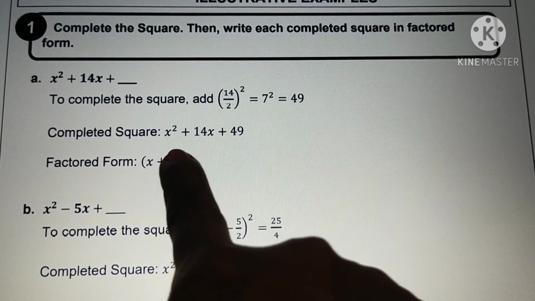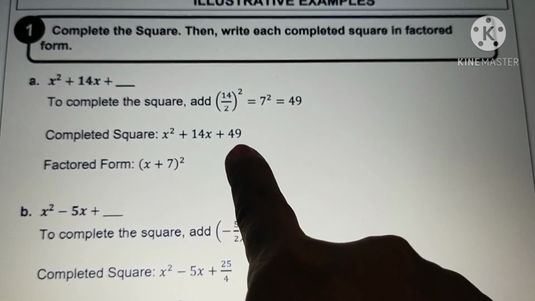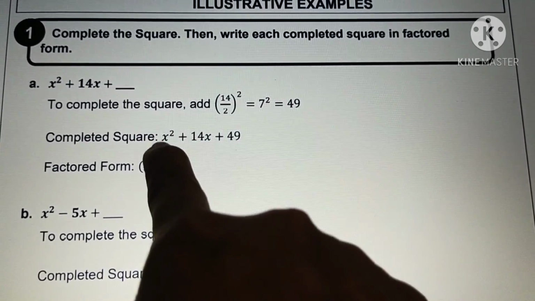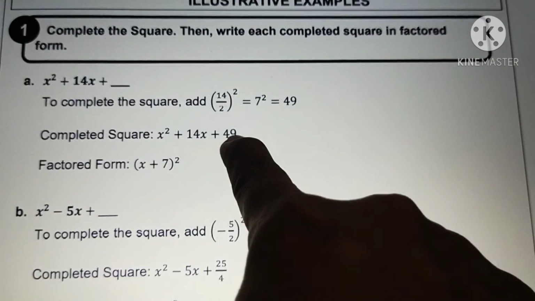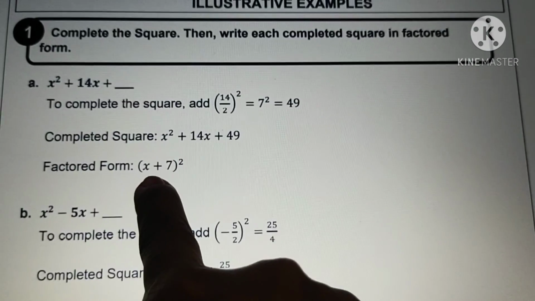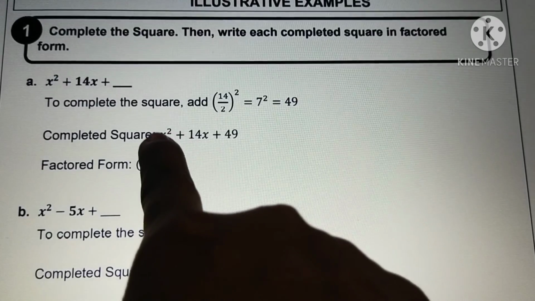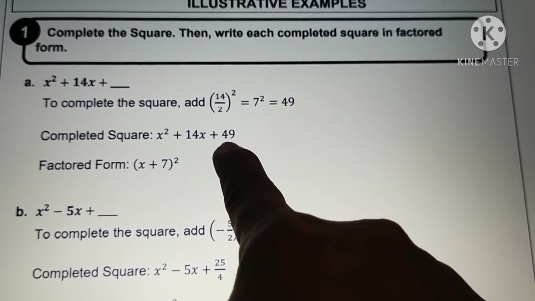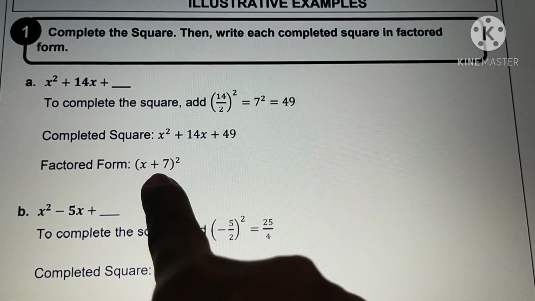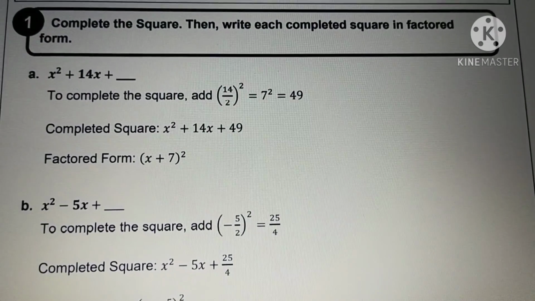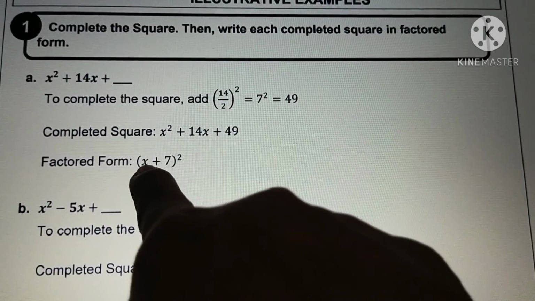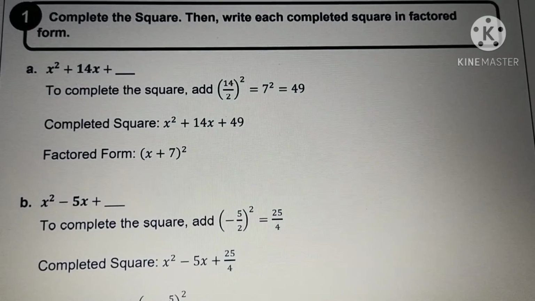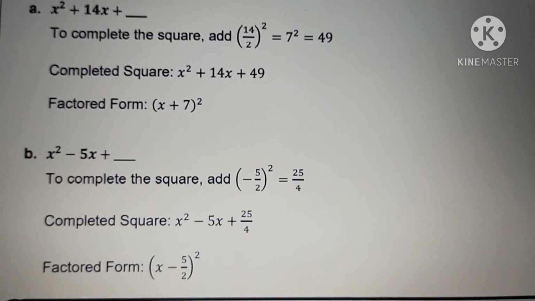So, that will become x squared plus 14x plus 49. So, since ito is a perfect square trinomial, therefore, the factor is just the square of the factor of x and the factor of the last, which is 7. So, therefore, the factors are x plus 7 times x plus 7. Yun lang.